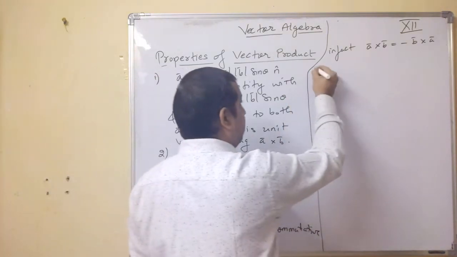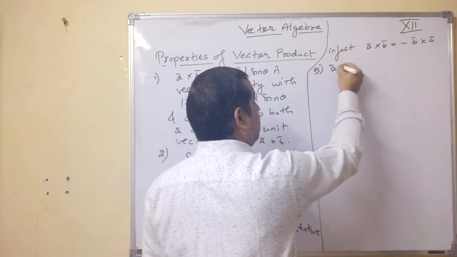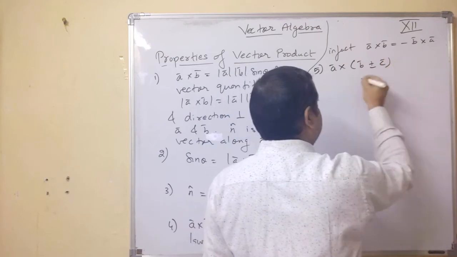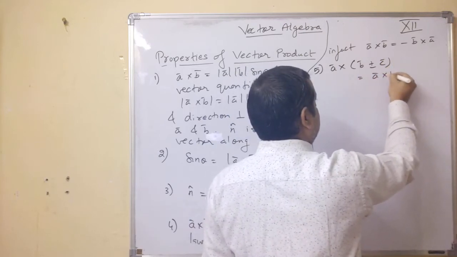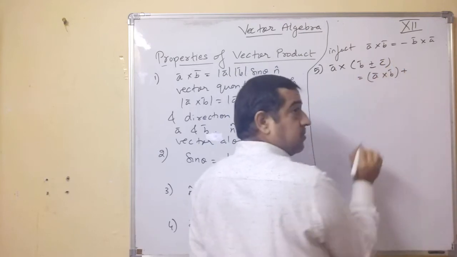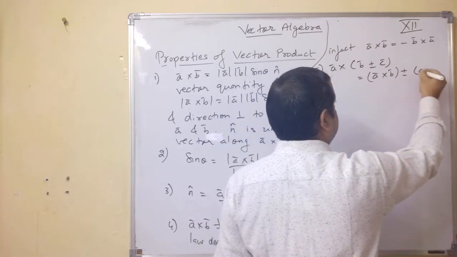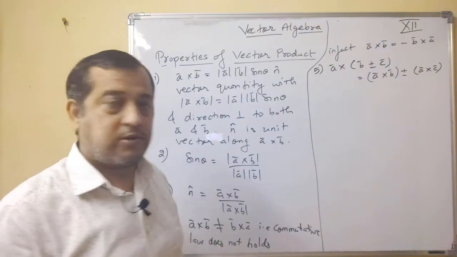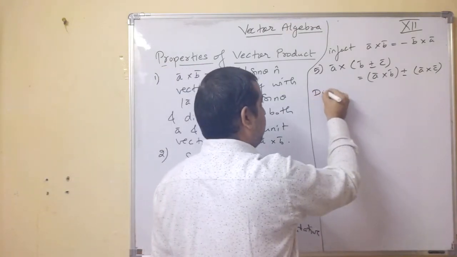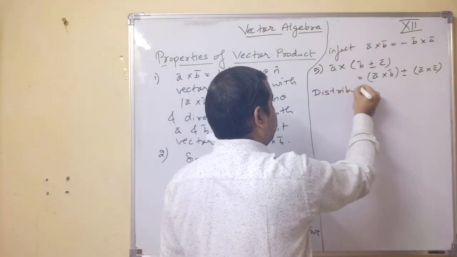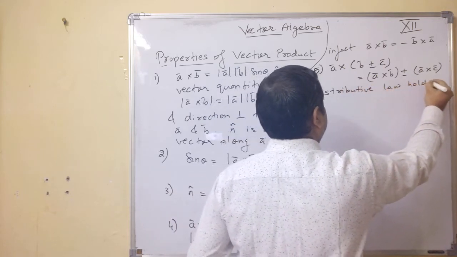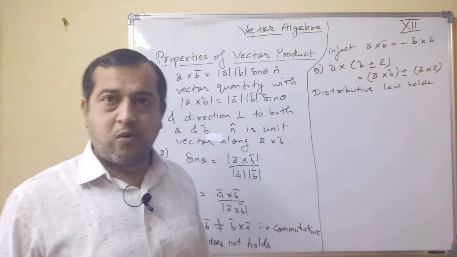Okay, so commutative law does not hold. As far as distributive law is concerned, yes, distributive law holds. A cross vector B plus minus C, this is A cross B, if it is plus, plus, if it is minus, minus, A cross C. Distributive law holds in this case.